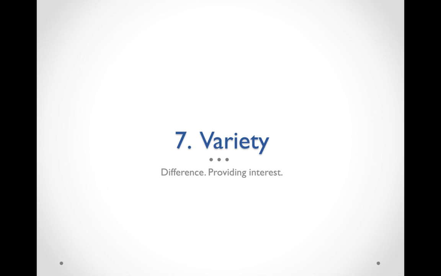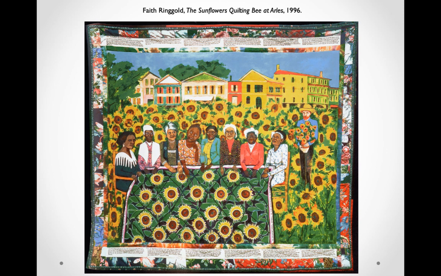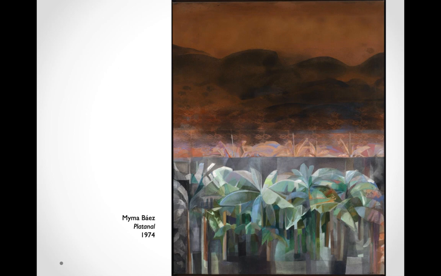It's providing interest so that everything's not exactly the same. So here you've got some interesting variety because you've got a texture around the edges. This is a quilt around the edges, and you've also got text, but in the middle you've got more of a narrative image. But you've also got unity because you've got these flowers that are repeating all the way through it, the sunflowers. So very different areas on this.